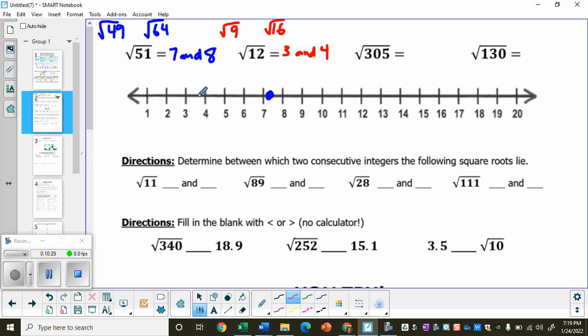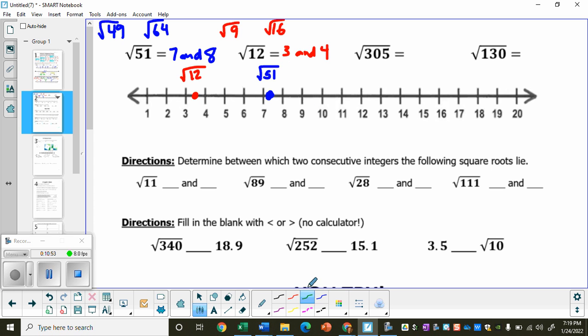So if it's between 3 and 4, let's determine where. Now 12 is 3 away here and 4 away here, so it's actually pretty close to being smack in the middle. So we'll put the square root of 12 in the middle right there in red. So we've got the square root of 12 here. And in blue earlier we had the square root of 51.